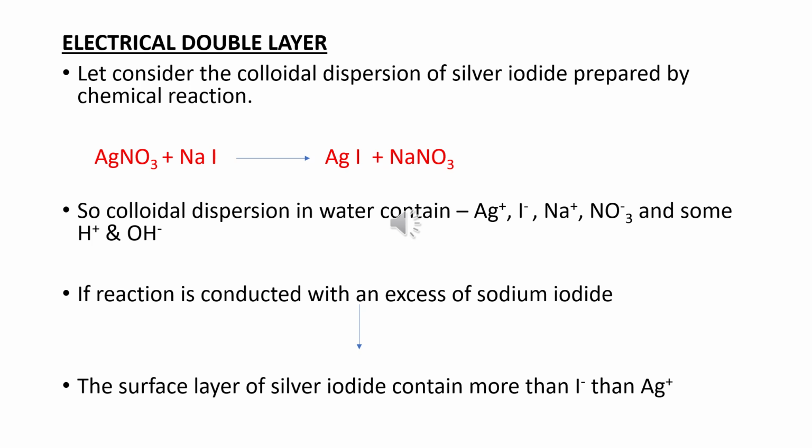I will explain step by step. Silver iodide particles are formed by means of precipitation. The medium contains many ions, and the ion that is in excess tends to be preferentially absorbed on the surface of the colloidal particle. In this case, iodide ion is in excess, so silver iodide absorbs iodide ions. Therefore, the colloidal particle gets a negative charge.